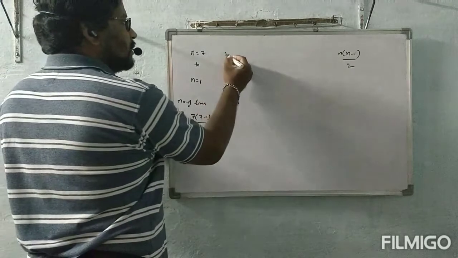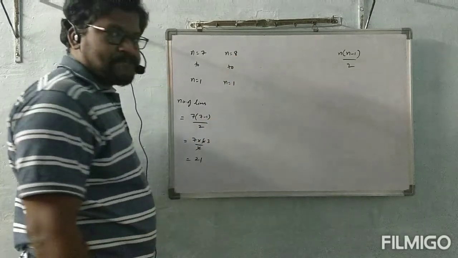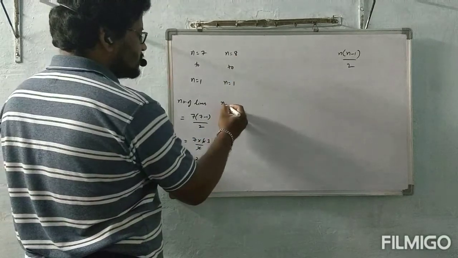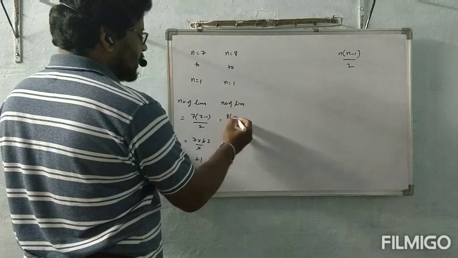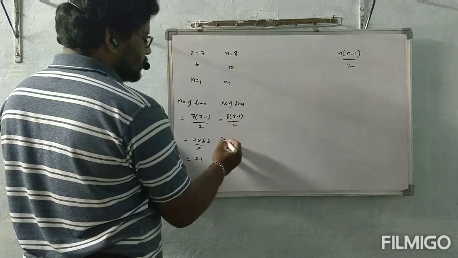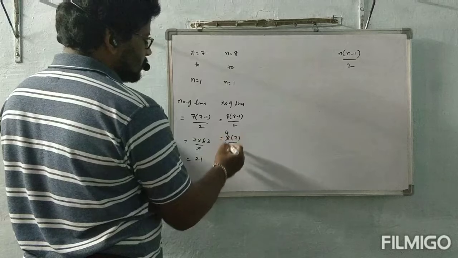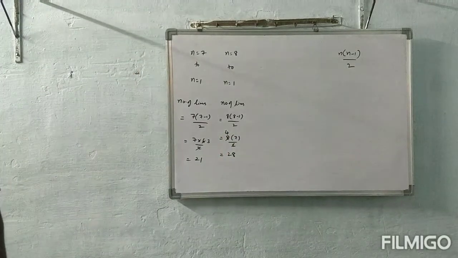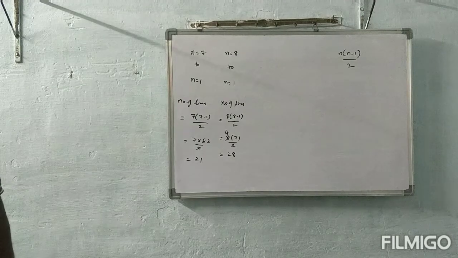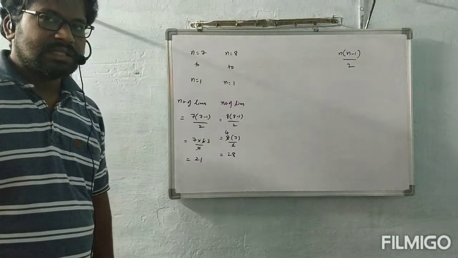If an electron jumps from n is equal to 8 to n is equal to 1, then the number of lines equals 8 into (8 minus 1) by 2, 8 into 7 by 2, 4 7s are 28 lines. Like this, we can find it for any case. In problems there is a chance this will be asked, so remember the formula n into (n minus 1) by 2 carefully.